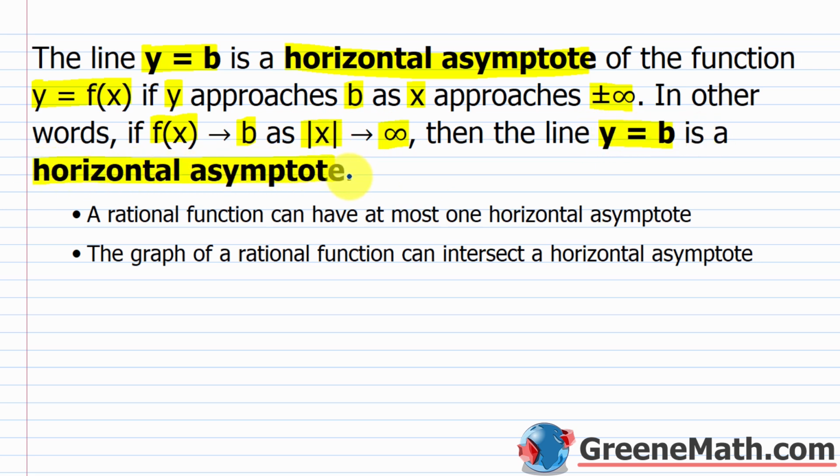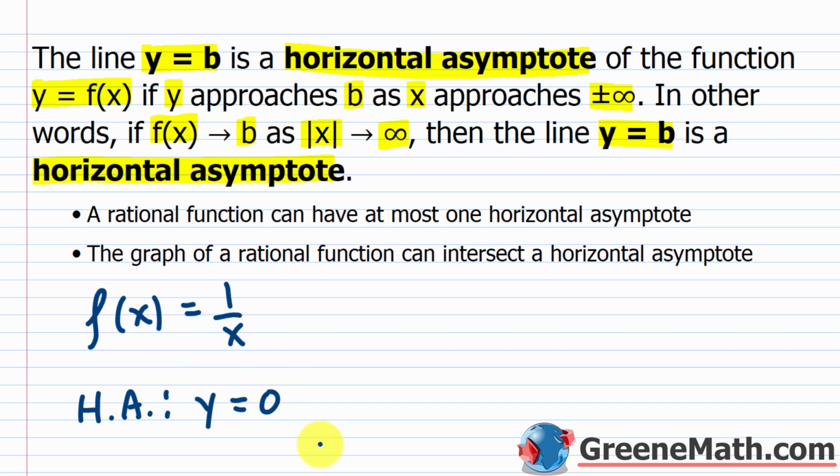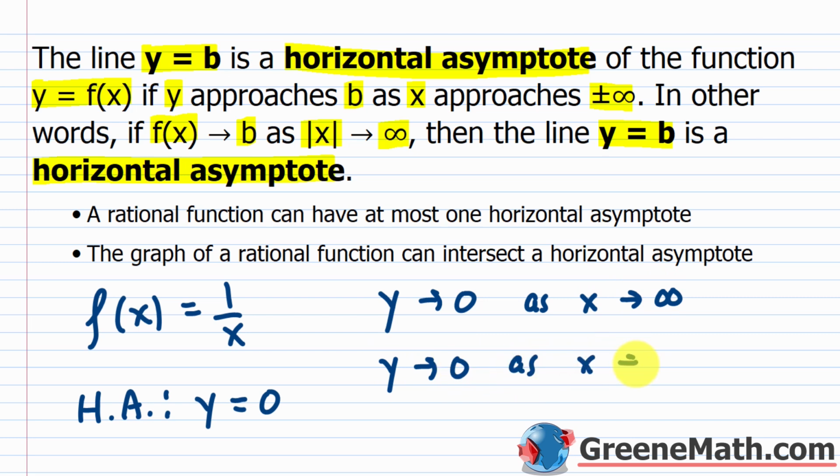So again, just like we did before, we can go back to the f of x is equal to 1 over x that we already know. This one has a horizontal asymptote, which is y equals 0. So again, using this definition and matching things up, your b value here is going to be 0 because we're saying that y approaches 0 as x approaches positive infinity, and then also y approaches 0 as x approaches negative infinity. Again, just matching it up with this definition.